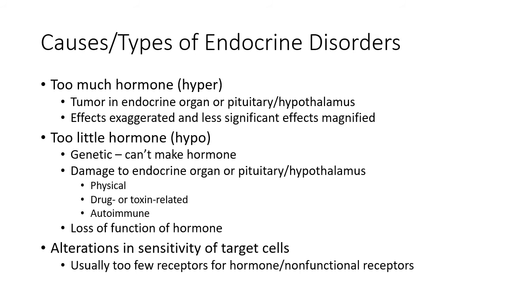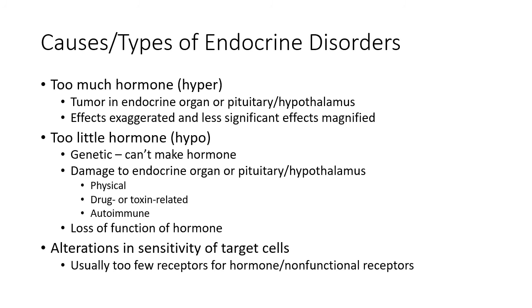So in general, most endocrine disorders are caused by having too much of the hormone or not enough of the hormone. Sometimes you have another problem where the receptors on the target cells for the hormone aren't acting correctly or something's different about them. If you have too much hormone, then you're hyper for that hormone. If you have too little of the hormone, you're hypo for that hormone. In general, if you have too much, that could be because you have a tumor in that particular endocrine organ, which is secreting hormone. You could also have a tumor in the pituitary gland or in the hypothalamus that's secreting hormone.